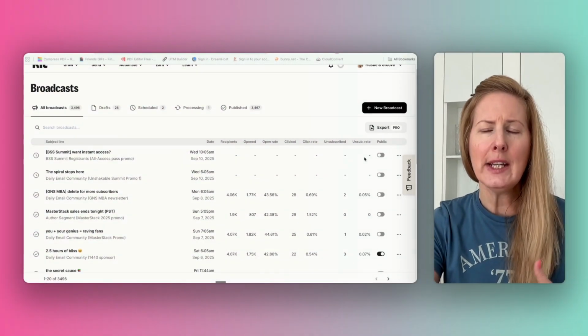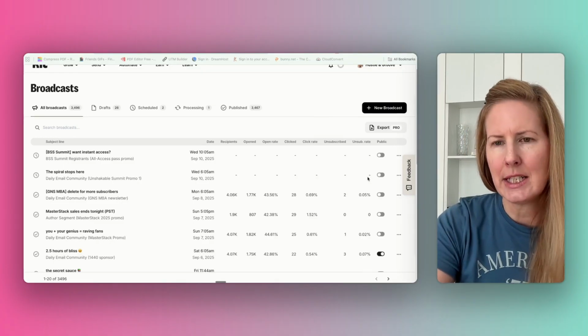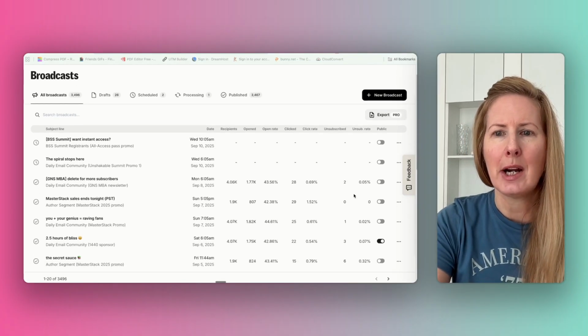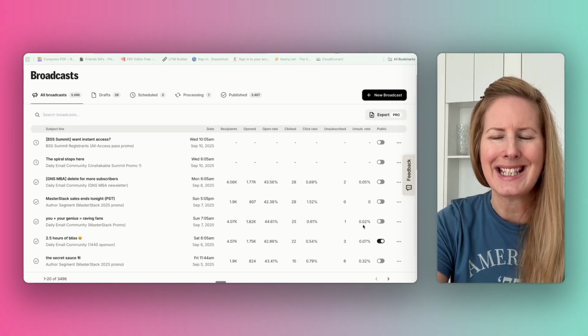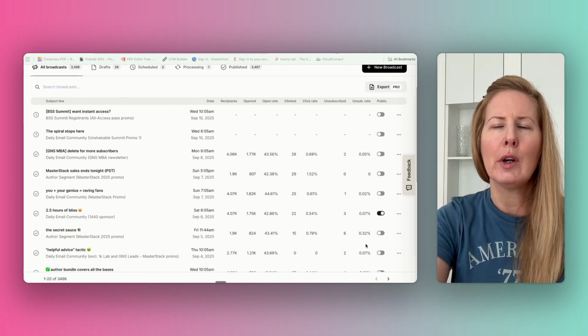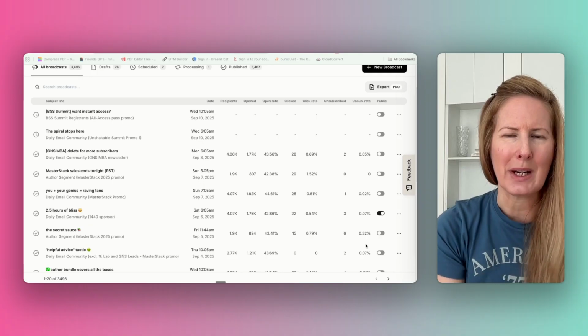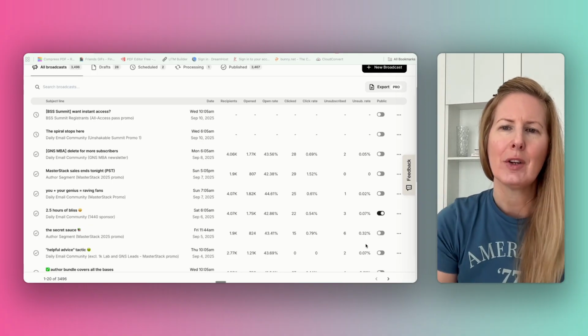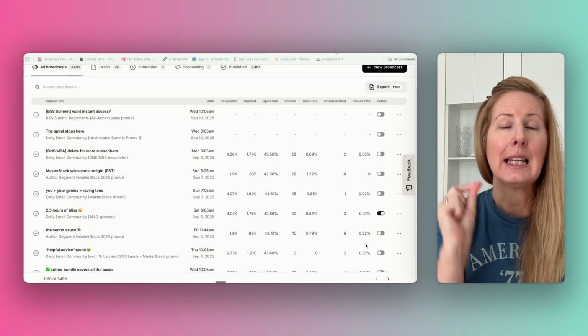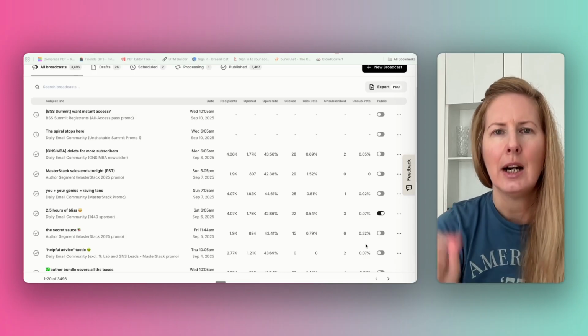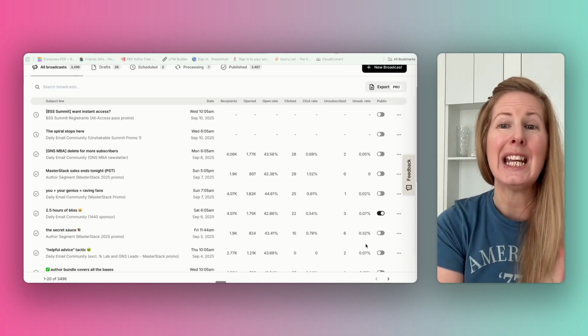So as you can see over here on the far right hand side, Kit does give you some ideas around what your unsubscribe rate is. Now, for your overarching account, so not based on each individual email, but your overarching account, you're looking for less than 3% unsubscribe rate. That's what you want in total.